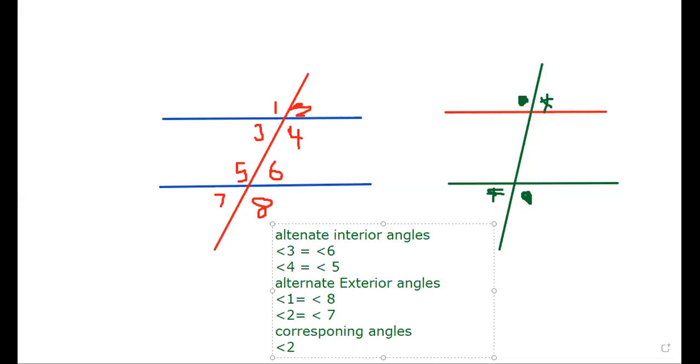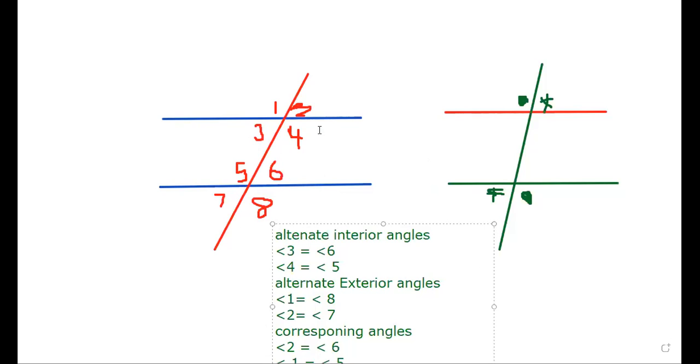Corresponding angles: angle 2 and angle 6. This is corresponding. What else? Angle 1 and angle 5. Exactly. Is there any other pair of corresponding angles? Yes, 3 and 7, and 4 and 8. And they should be equal in measure.